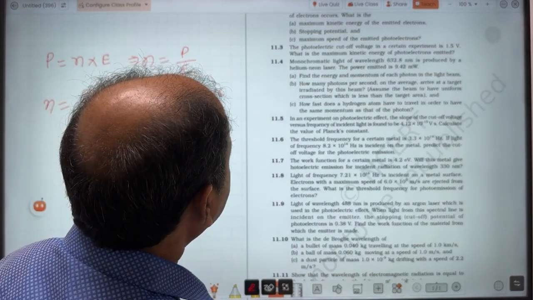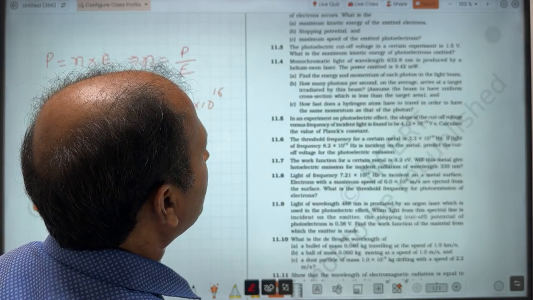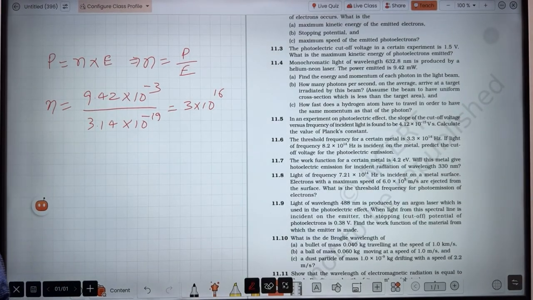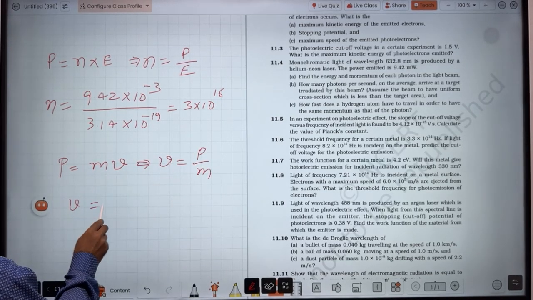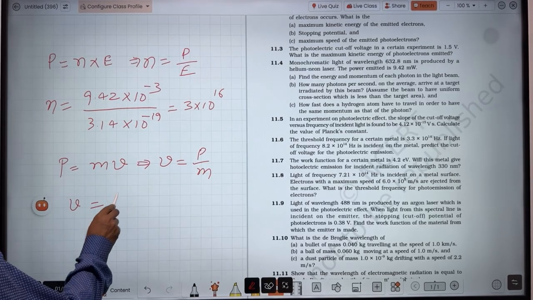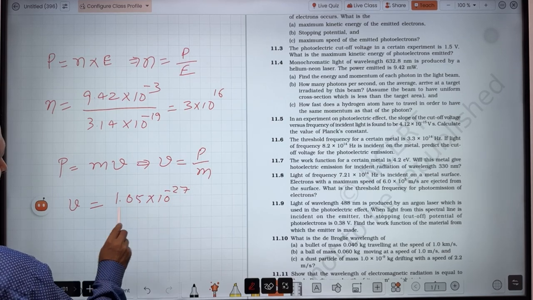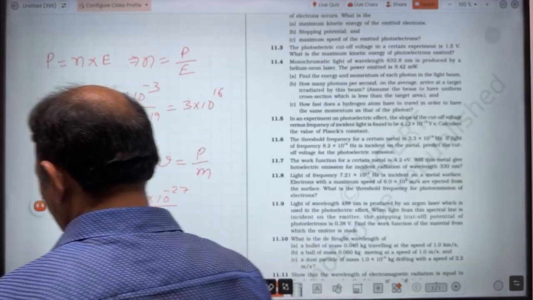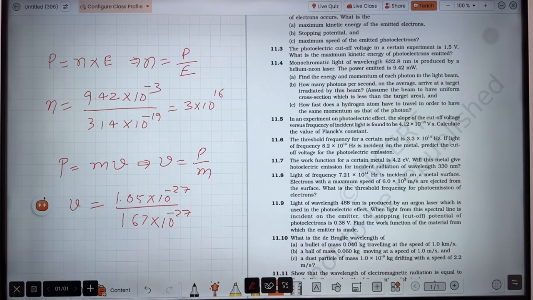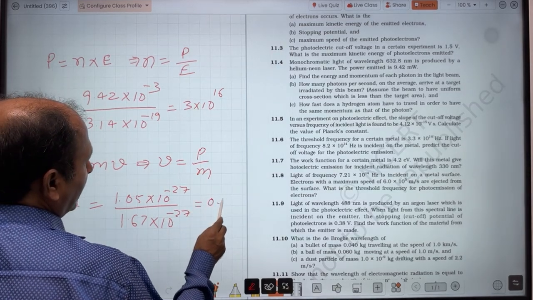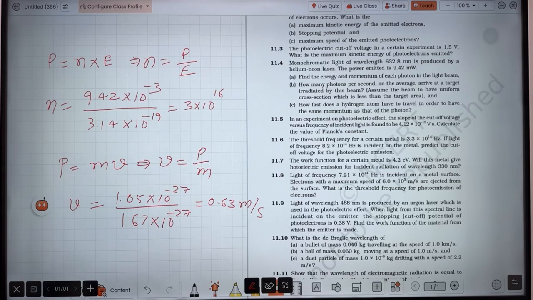Okay. And then, how fast does a hydrogen atom have to travel in order to have the same momentum? So we can apply the concept for hydrogen. Momentum of hydrogen P equal to mv. Here our purpose is to find v. So v equals P upon m. We have already evaluated the value of momentum, 1.05 into 10 power minus 27, divided by the mass. Here we are talking about a hydrogen atom, so the mass of a hydrogen atom is 1 protonic mass, 1.67 into 10 power minus 27. So we can evaluate it. It will be around 0.63 meter per second. I think you have understood.